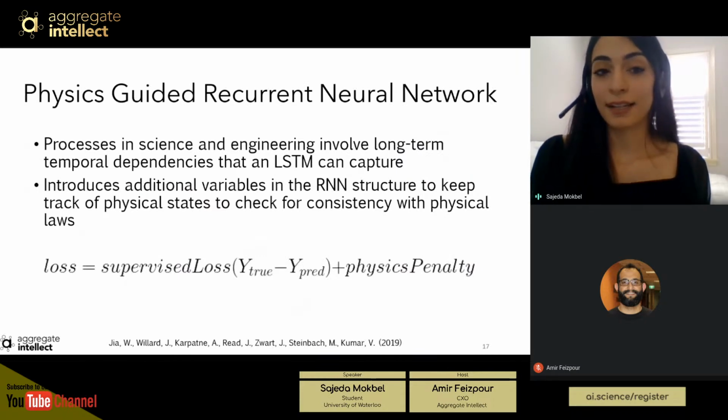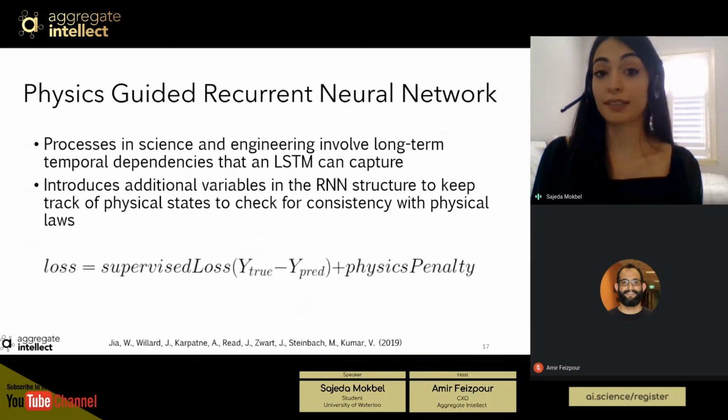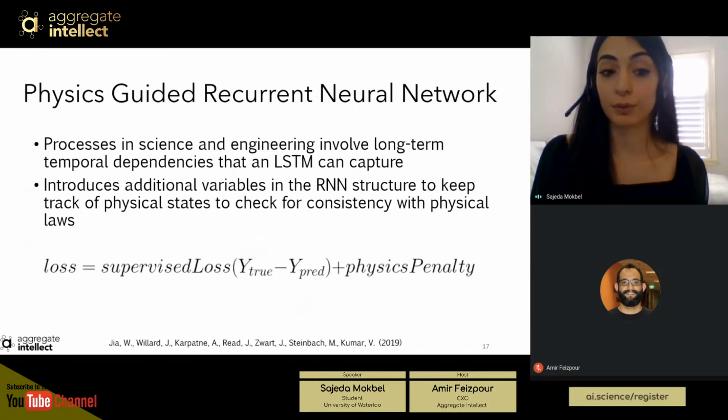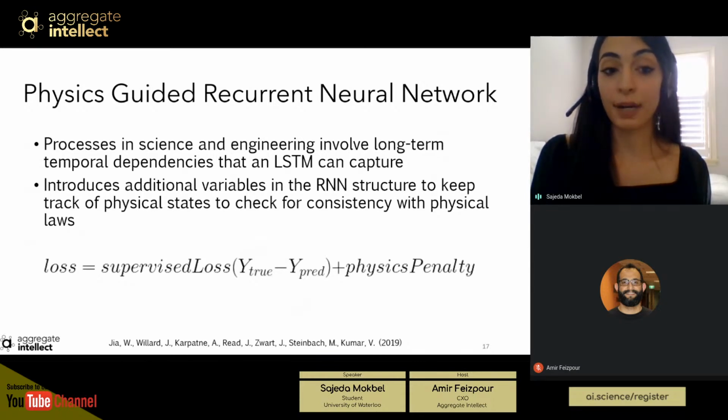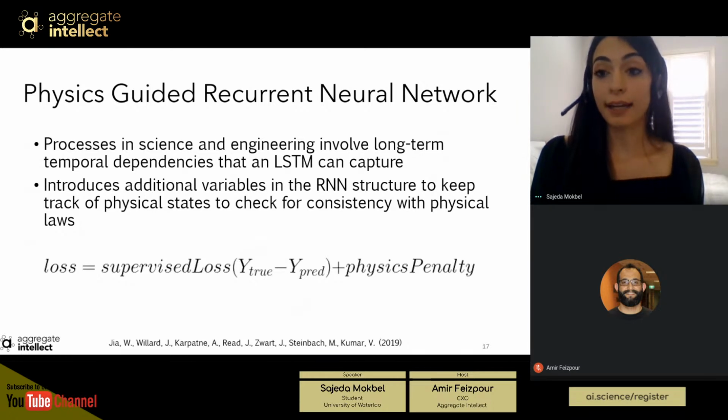And now I'm going to be discussing a different way this is done in research called the physics-guided recurrent neural network, which is a recent paper presented in 2019 by Jia et al. There's a popular model in lake dynamics called the general lake model, which predicts the temperature of a lake given a depth, and the paper aims to replace this with a recurrent neural network.